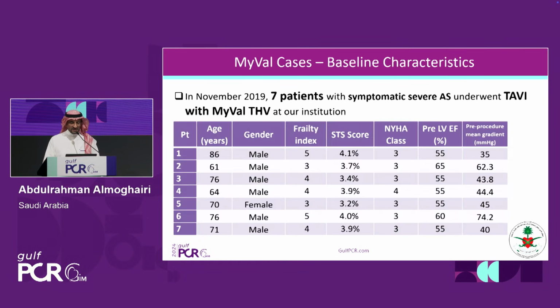Regarding our experience, we implanted the initial 7 cases. We have implanted more than 70, approaching 100 cases of the Myval. But the initial group which completed 5 years is the 7 cases. We had a favorable result, almost comparable to what had been in the trials, in the baseline characteristics of the patients, the baseline gradients, baseline symptoms, and also the acute results. The success at that time was 100% at the implantation level, and there was no in-hospital mortality at that time.